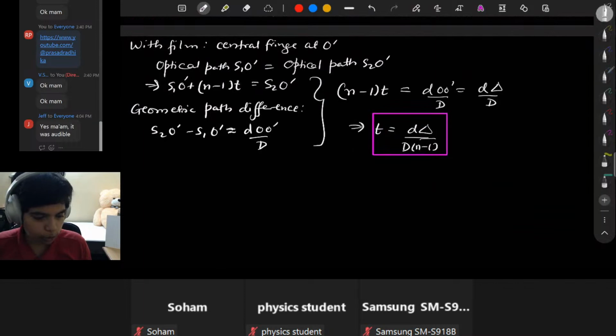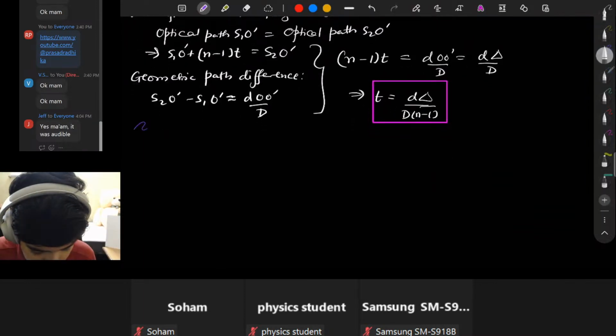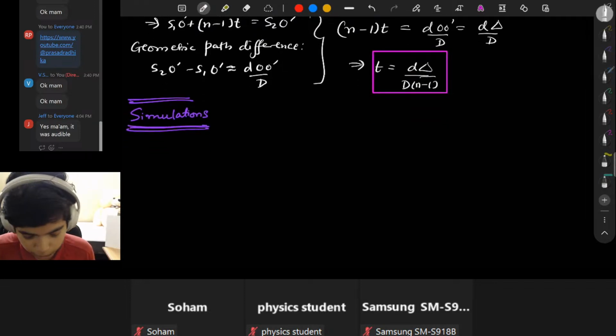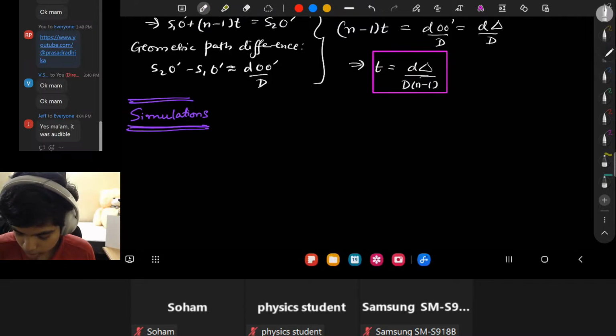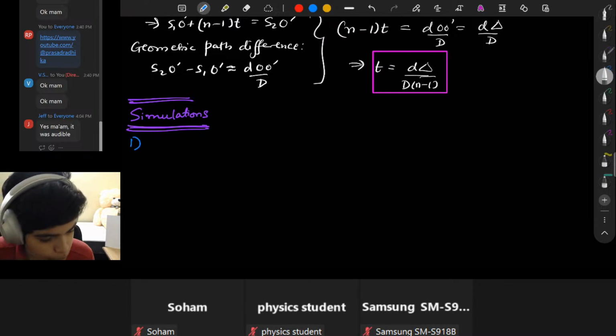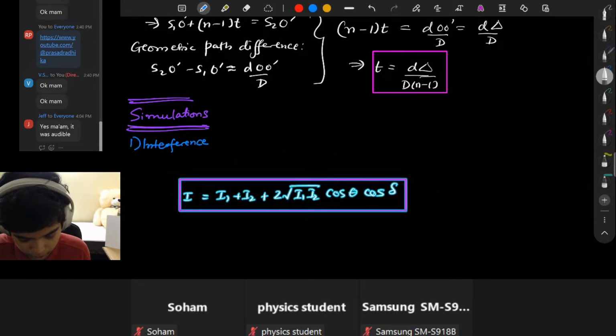Now I would like to show some simulations to you. Let me discuss what simulations I have planned for all of you. The first simulation that I want to show is the general case for interference. So we had this master equation. Let me put that up over here.